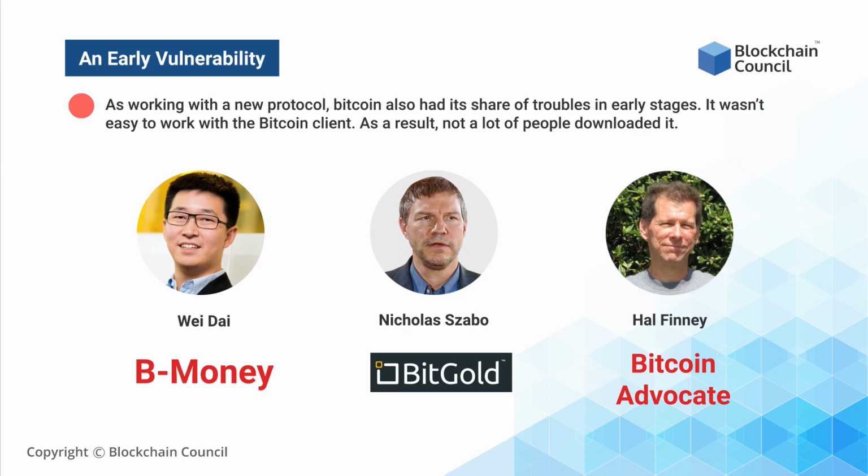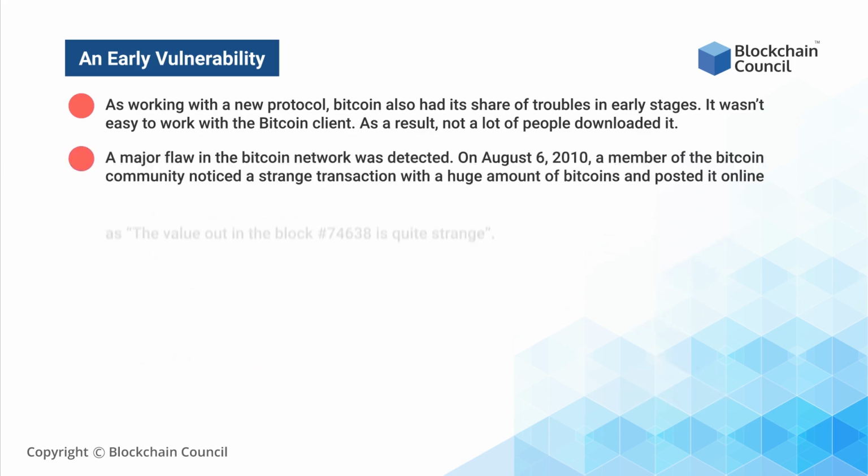A Bitcoin advocate, Hal Finney, who received the first transaction from Satoshi Nakamoto, also shared his contribution in securing the Bitcoin network. Within 2 years of existence, a major flaw in the Bitcoin network was detected. On August 6, 2010, a member of the Bitcoin community noticed a strange transaction with a huge amount of Bitcoins and posted it online, as the value out in block number 74638 was quite strange. Developer Jeff Garzik also wrote about it, as someone had attempted to create 91,979,000,000 Bitcoins out of thin air.